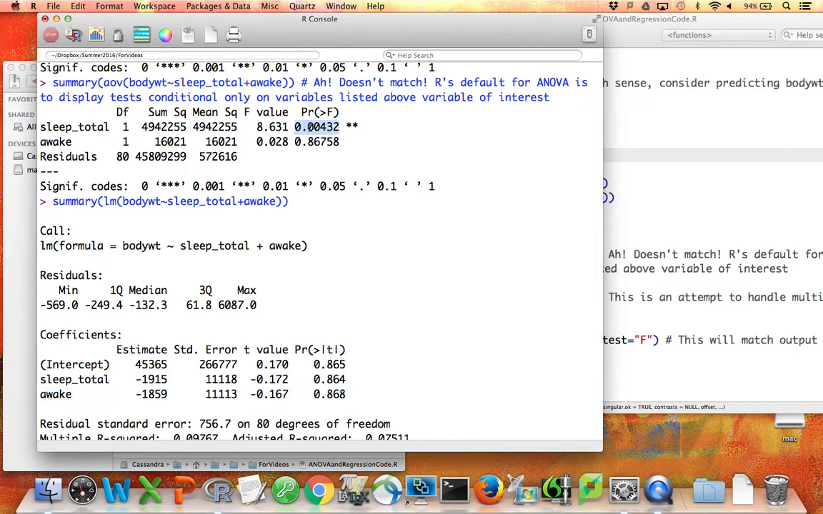The question is, what's going on with this p-value? Why is it so different? Why is this row of the ANOVA table associated with sleep total so different from the row of the regression output associated with sleep total? And the answer is that when you run an ANOVA on multiple predictors, what R does is it thinks about these predictors sequentially. So this first row of the ANOVA table is not a test comparing the model with both predictors to the model with only awake. Rather, it's ignoring awake altogether, and this row right here is comparing the equal means model to the model with only sleep total.